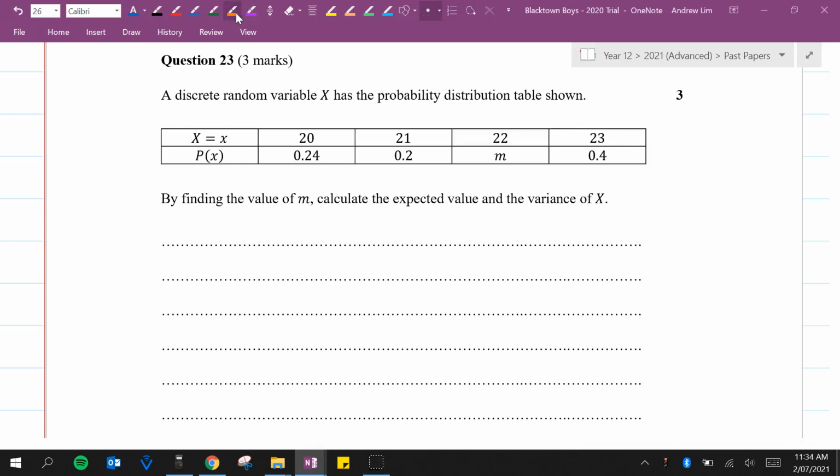Question 23 of the Blacktown Boys 2020 trial. A discrete random variable x has the probability distribution table shown. By finding the value of m, calculate the expected value and the variance of x.